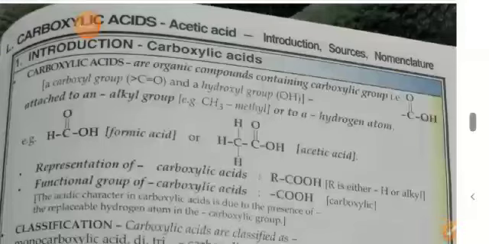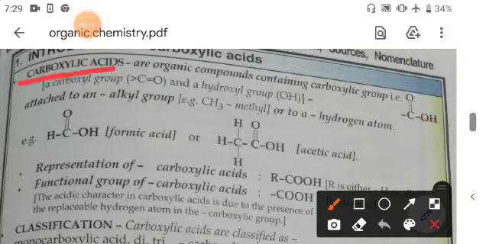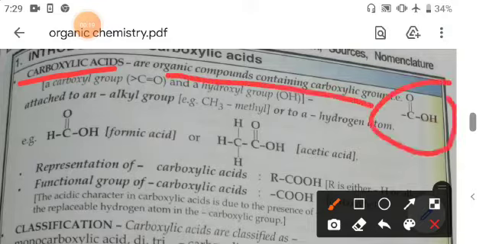Well, students, today we are here to discuss a new topic of organic chemistry, and that is the carboxylic group. So here, carboxylic acid, about it you will study. Carboxylic acids are organic compounds consisting of the carboxylic group, the COOH group.